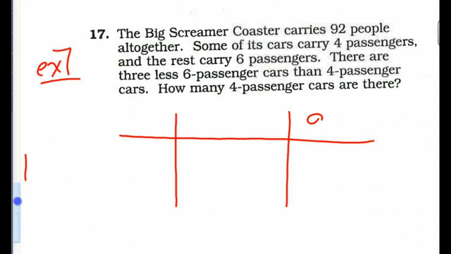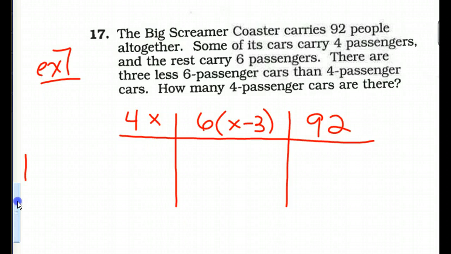We have 92 people total. Some of its cars carry 4 passengers. Some of its cars carry 6 passengers. There are 3 less 6-passenger cars than 4-passenger cars. So we'll call this X. There are 3 less 6-passenger cars than 4-passenger cars, so that will be X minus 3. How many 4-passenger cars are there? So this is 4X, this is 6 times X minus 3, and there's 92 people total. So when we add up these two columns, we need to get 92.